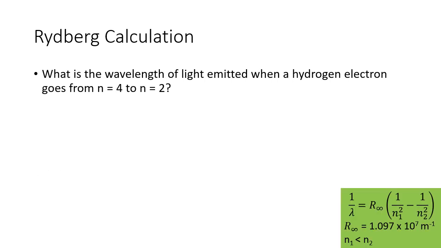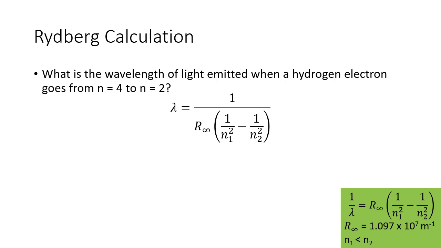So let's try using the Rydberg equation. What is the wavelength of light emitted when a hydrogen electron goes from n equals 4 to n equals 2? I like to solve for the variable I need in the equation before plugging things in. This helps me to visualize the relationship between each of the variables. So I take the inverse of both sides, and I get wavelength is equal to 1 over the Rydberg constant times, in parentheses, 1 over n1 squared minus 1 over n2 squared.